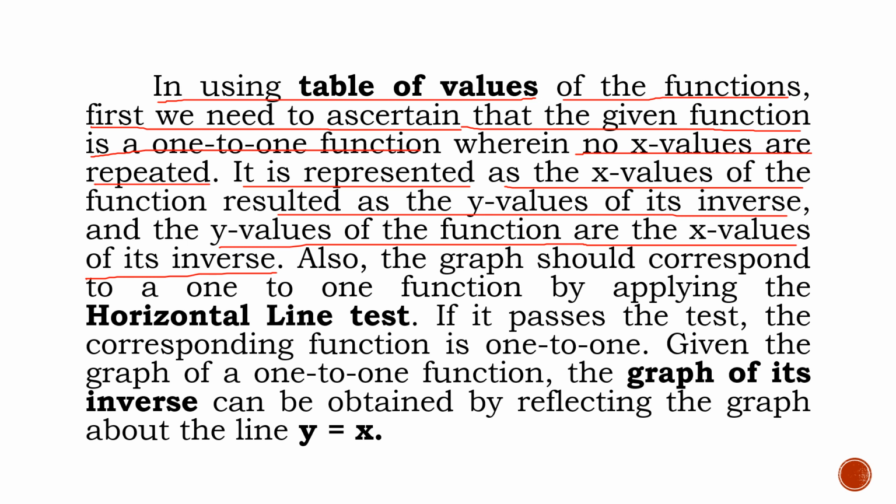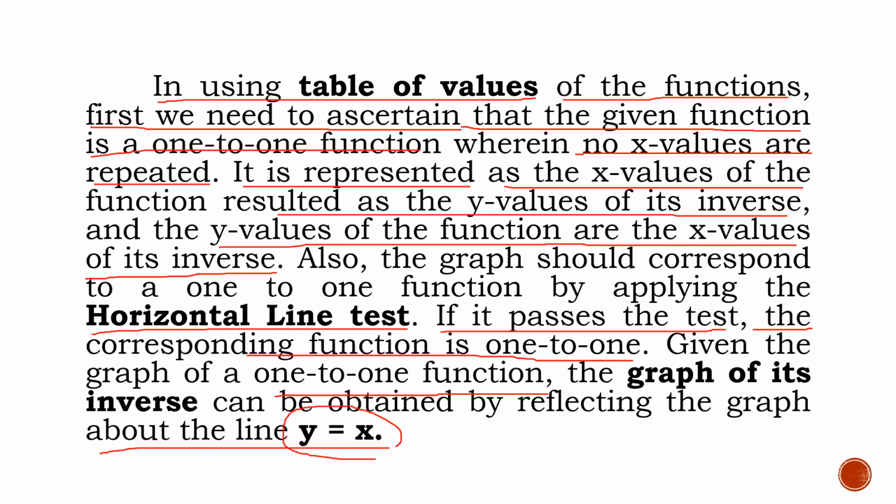Also, the graph should correspond to a one-to-one function by applying the horizontal line test. Not only the horizontal line test, but we really need to make sure that we satisfy both the horizontal and the vertical line test once you're dealing with a one-to-one function. If it passes the test, the corresponding function is one-to-one. Given the graph of a one-to-one function, the graph of its inverse can be obtained by reflecting the graph about the line y is equal to x.